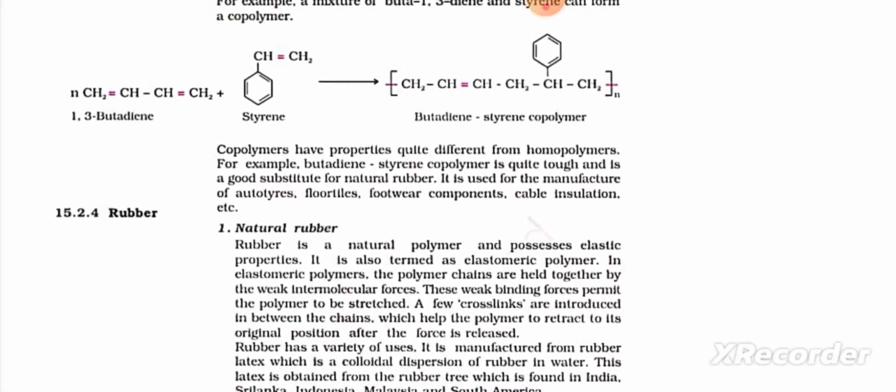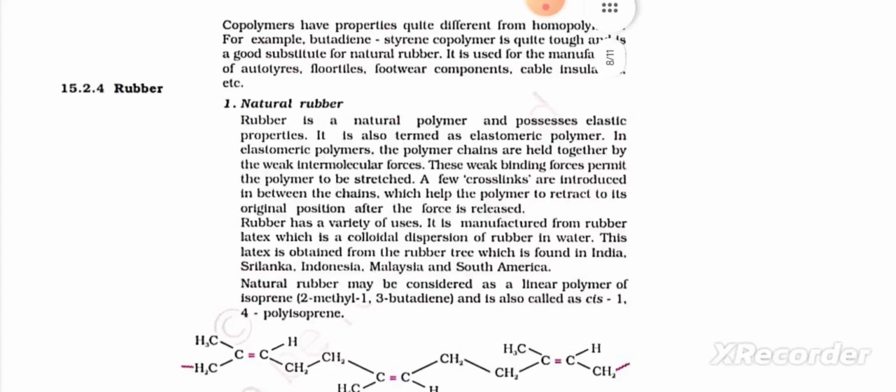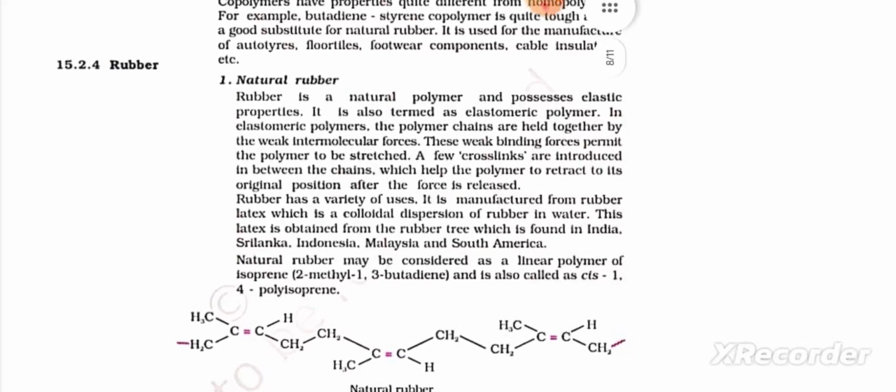Copolymers have properties quite different from a homopolymer. For example, the buta-1,3-diene styrene copolymer is quite tough and it is a good substitute for natural rubber. It is used for manufacturing of auto tires, floor sheets, tiles, footwear, cable insulators, etc. Section 15.2.4. First is natural rubber.